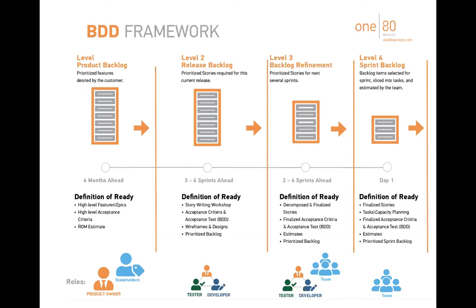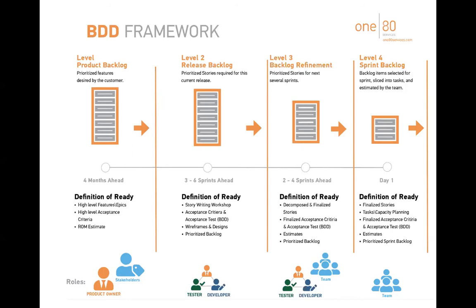For example, this is one that I helped an organization with recently. They had 4 levels that they were working through. The first level was a high-level feature at the product backlog level. And this company said about 4 months ahead of time, when we're talking about features, this is the definition of ready to be able to consider it to be a feature in the product backlog. Then when they got, say, 3 to 6 sprints ahead of development, they would call that the release backlog.